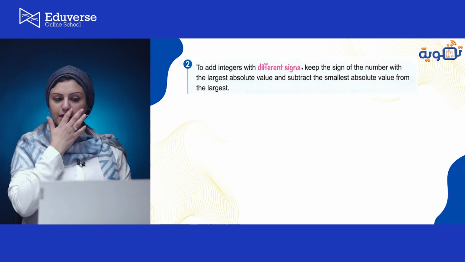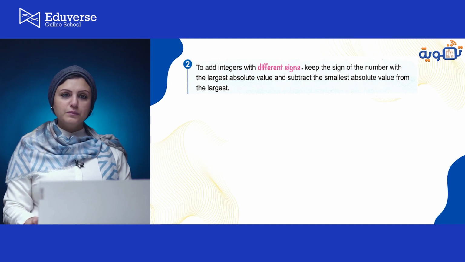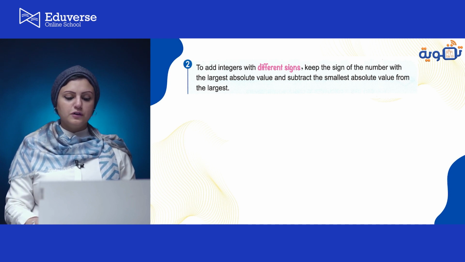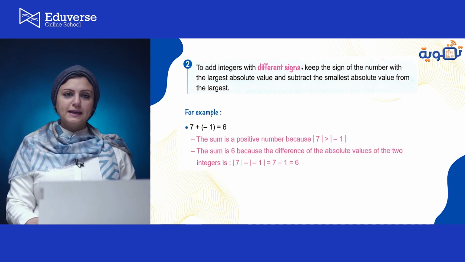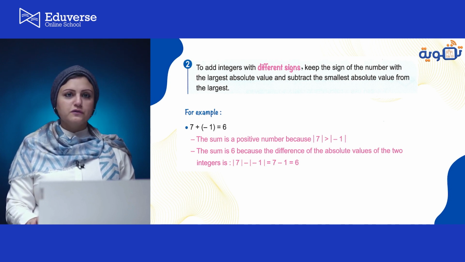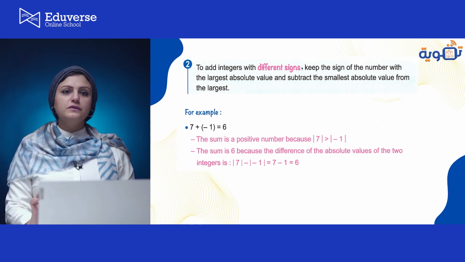What about adding two integers with different signs? In this case, we are going to keep the sign of the number with the largest absolute value and subtract the smallest absolute value from the largest, which means that we get the difference between the two absolute values of the two numbers, and put the sign of the greater number.